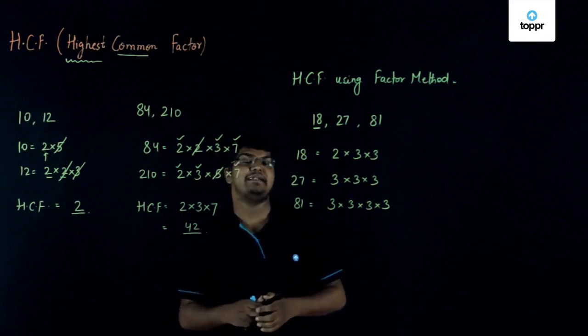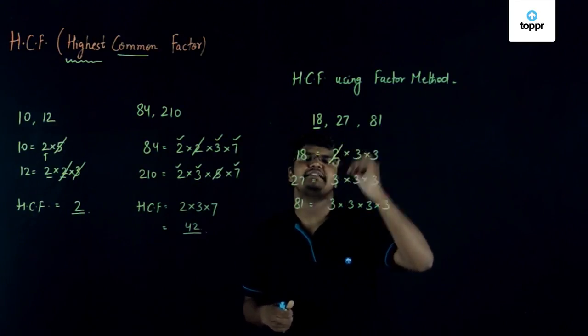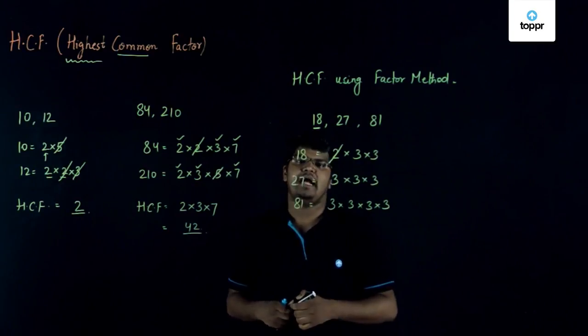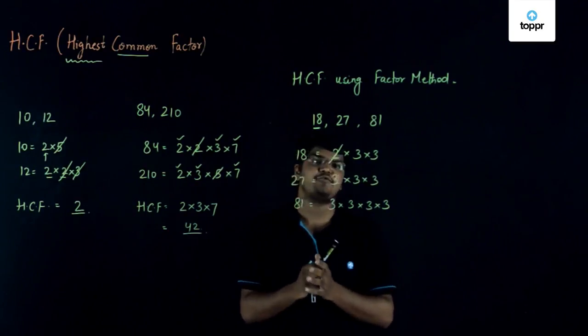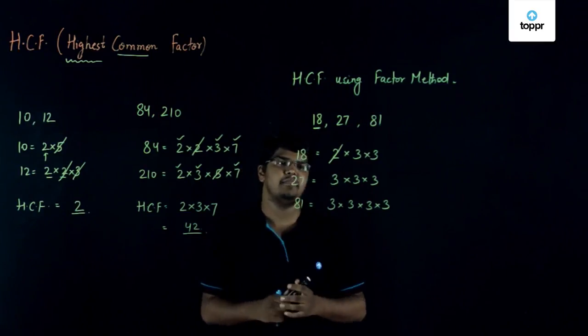Now let us try and find the common factors. Since 2 is only limited to 18, we can simply cut out this 2. And now the only factor which is left to me is this 3. So let us now analyze the number of 3s in all these numbers.